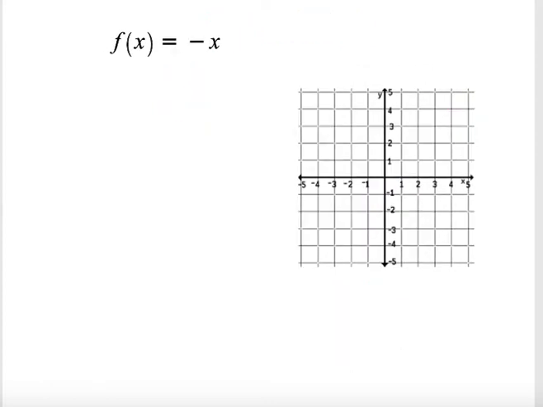All right, so let's look at that number 3 that you have on your worksheet. It is f of x is equal to negative x. So this is actually the odd identity.